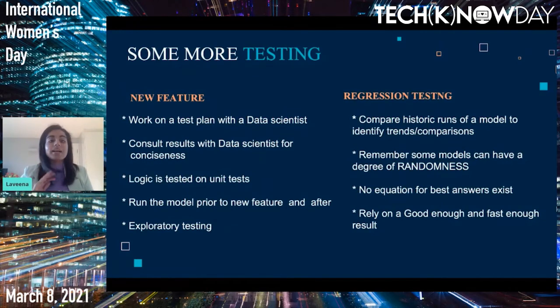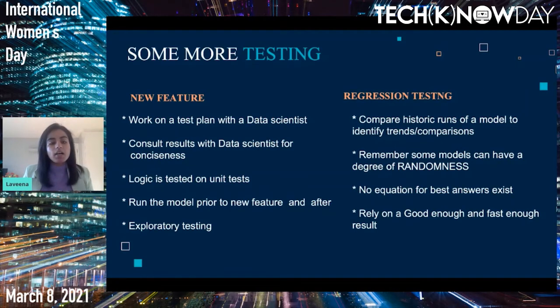Some of the testing I do, again, is new features when they come in, or regression testing. So when a new feature comes in, obviously there's nothing to compare that model run with. So I work on a test plan with a data scientist. I consult results with a data scientist for more conciseness to make sure this is 100% accurate. So I analyze it myself and then I just do a recheck with them. Make sure the logic is tested as part of unit tests. Run the model prior to the new feature. So run the model before the feature and run the model after the feature and see what difference is there, or what improvement is there.